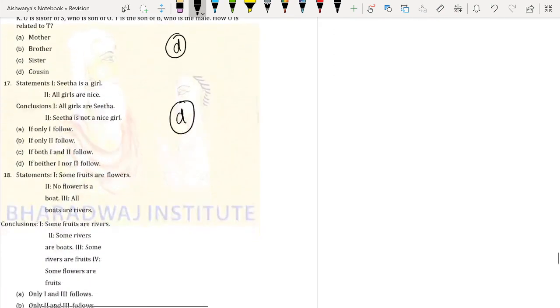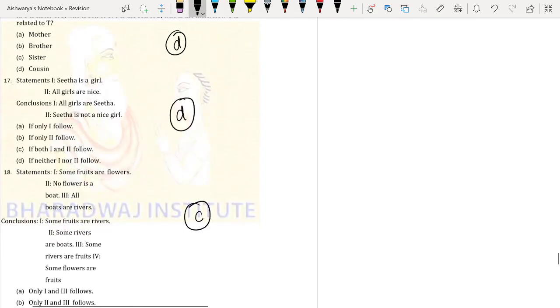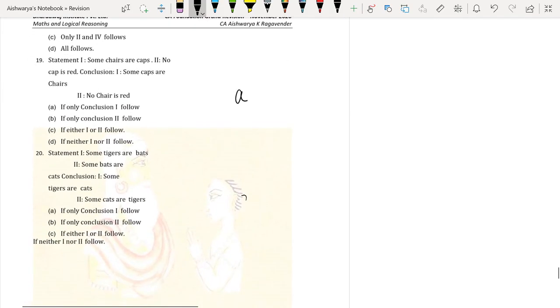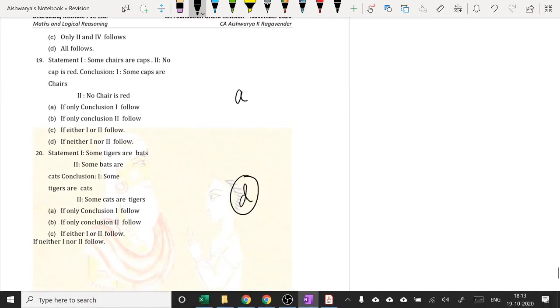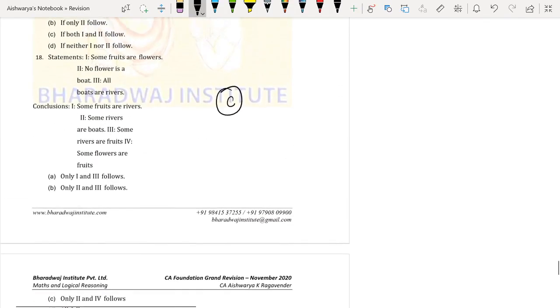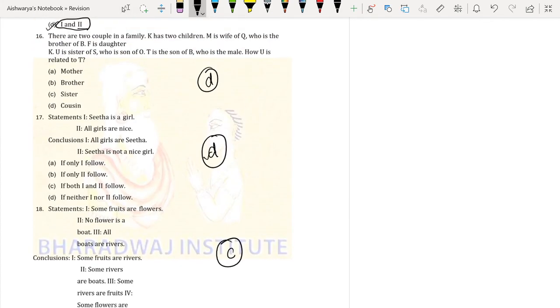D, C, A and D. Okay, I hope you have made a note of the answers. D, D, C, A, D. Okay, so please just check before you come tomorrow whether you are able to. They are fairly simple and straightforward. You check the answers. If you are having difficulty, I will do it tomorrow with you all. Okay.